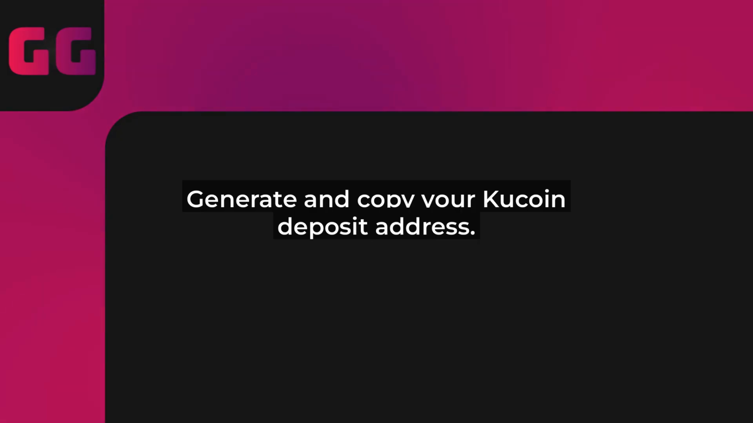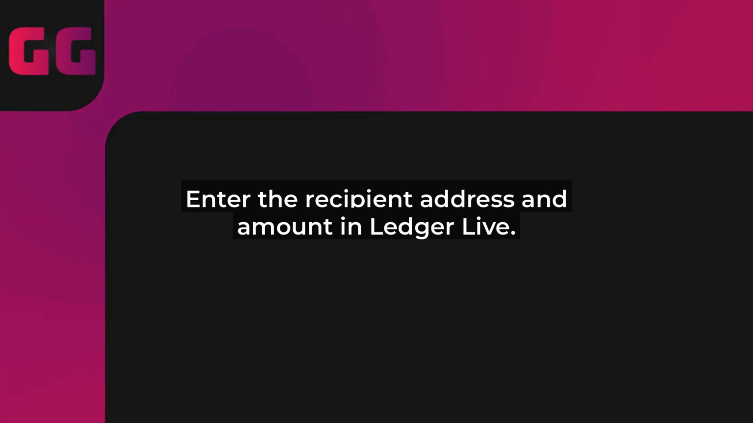Exciting, right? Next, head over to KuCoin on your web browser or app. Log in to your account and go to the deposit page. Select Cardano, ADA, from the list of cryptocurrencies. This will generate a unique wallet address for you. Copy that address carefully, as it's your key to success here.